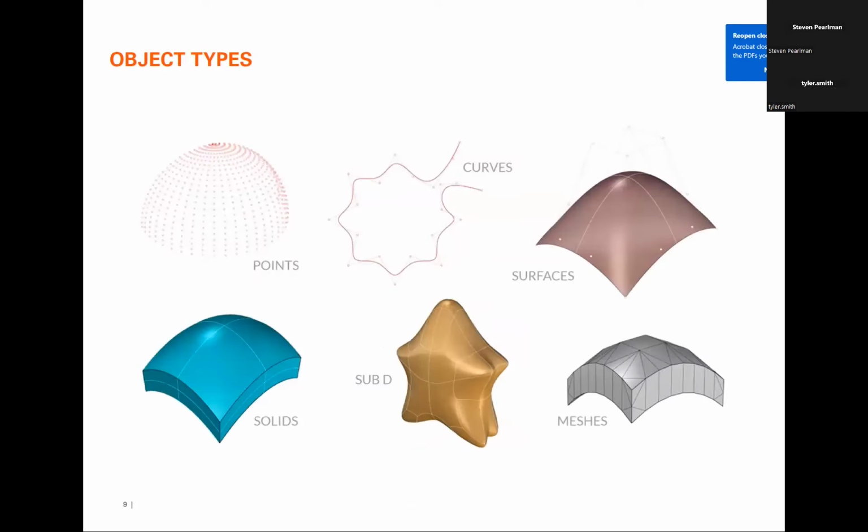So there's 6 different object types that Rhino uses to 3D model. The first being points. Those are just points in space. So they'll have an X, Y, and Z coordinate. I utilize points a lot when I am making meshes for topography.